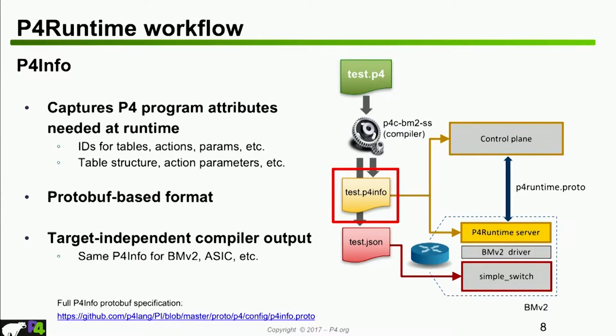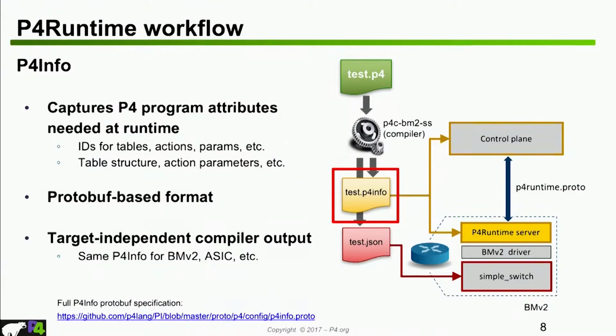And this convenient way is called P4Info. P4Info is a file generated by the P4C compiler. It captures a number of P4 program attributes that are needed at runtime. So it captures, for example, the IDs for tables, actions, parameters, the table structure, match type, etc. It is, again, based on protobuf, so it's easy to serialize and deserialize this P4Info file into your control plane. And it's very important, this is target independent. So if you use the P4 compiler to generate the P4Info, given the same P4 program, you will get the same P4Info for different targets, for example, BMv2 or an ASIC target.